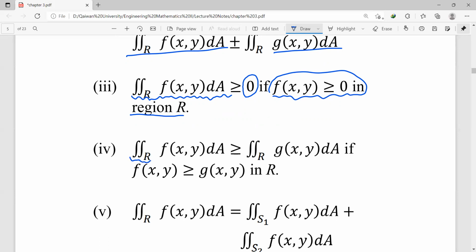And the double integration of f of xy over the region R is greater than or equal to the double integration of g of xy over the region R if f of xy is greater than g of xy. We say the double integration of f of xy is greater than the double integration of g of xy if f of xy is greater than g of xy, as it's written here.